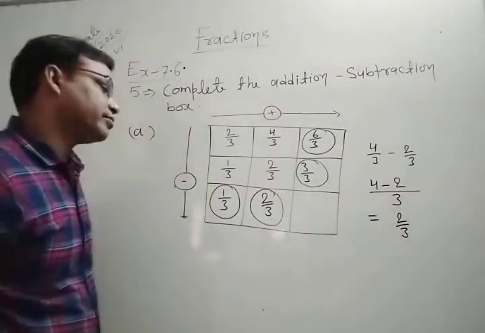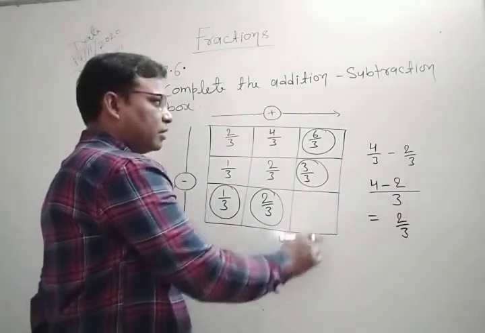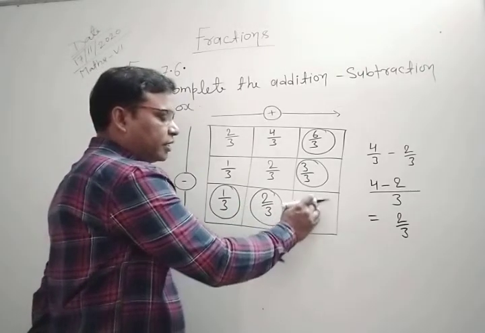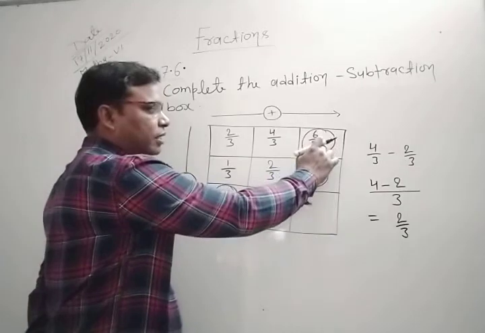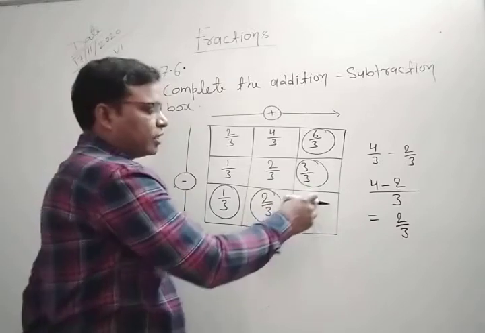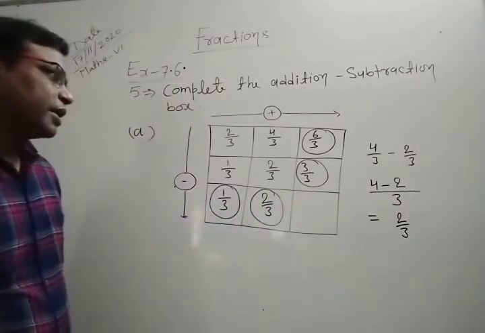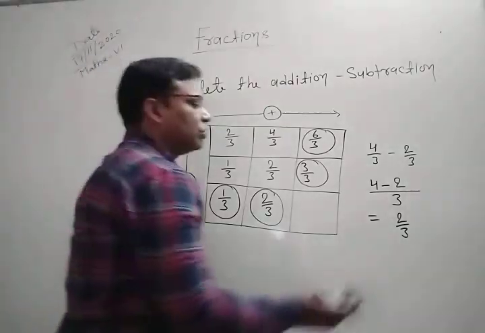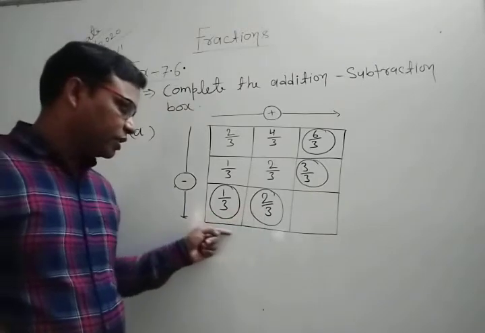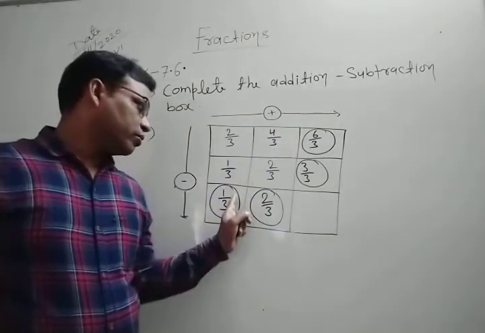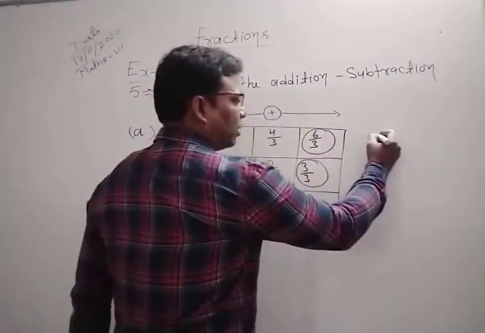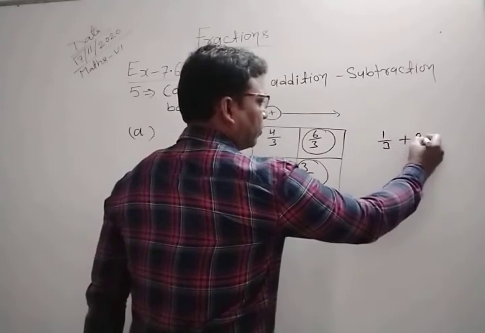Clear? Now for this bracket you can add 1 by 3 plus 2 by 3 and write the result here, or you can subtract 6 by 3 minus 3 by 3 and write the result here. So both ways you can fill this bracket. First, let's add 1 by 3 plus 2 by 3, because this runs according to this arrow. So 1 by 3 plus 2 by 3 is equal to what?